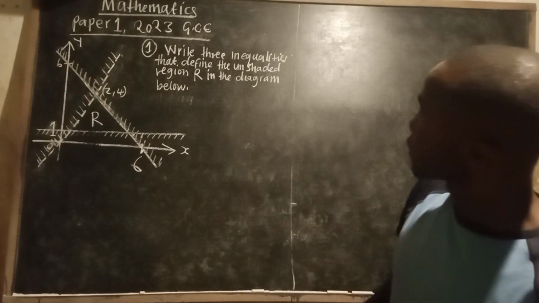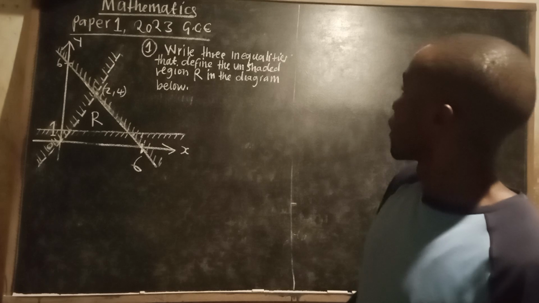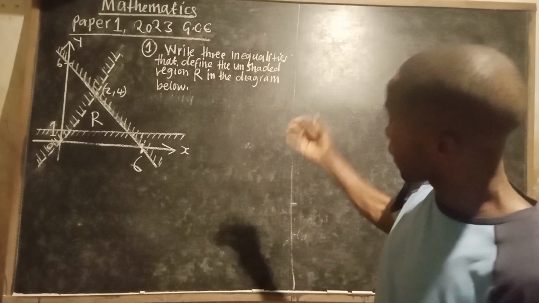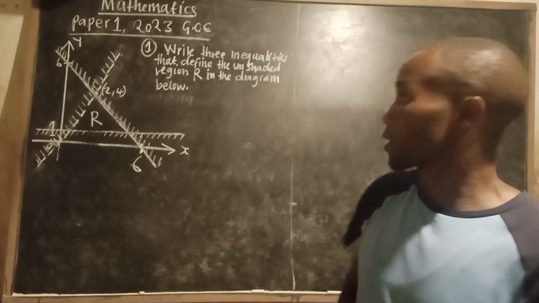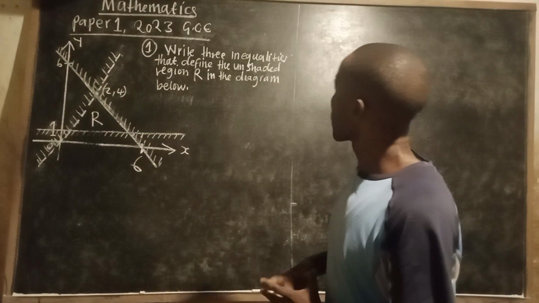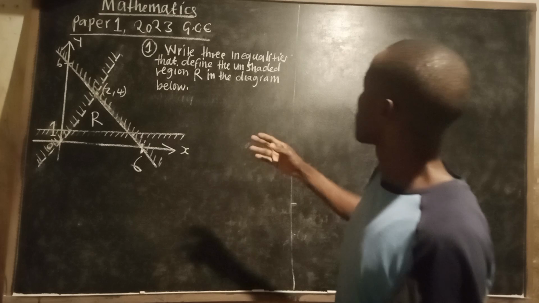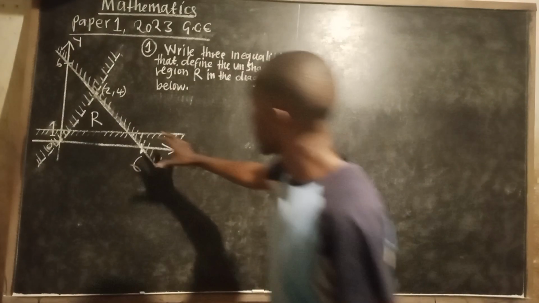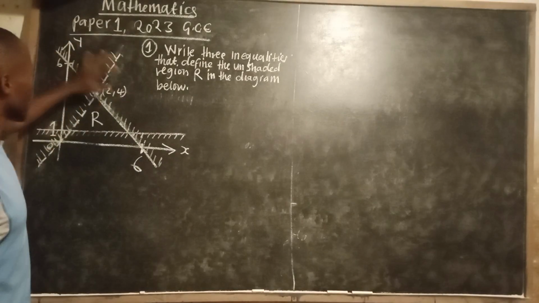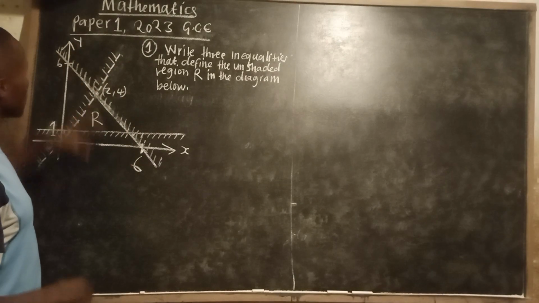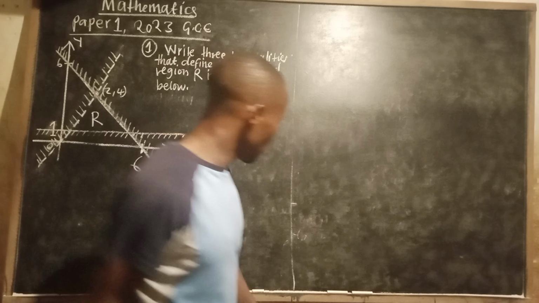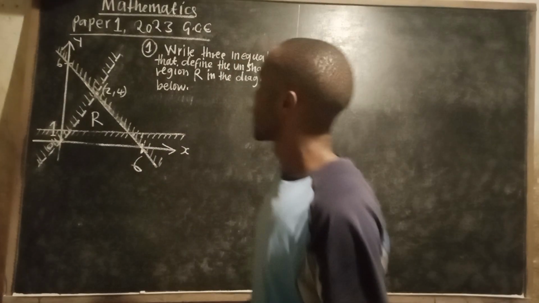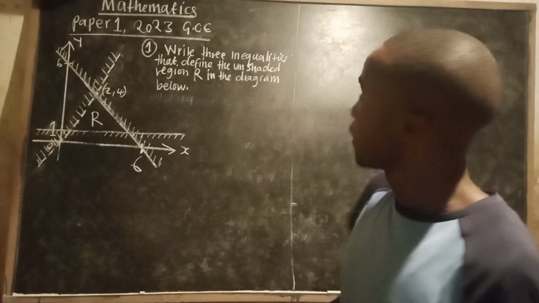This question is 5 marks. They are saying, write 3 inequalities that define the unshaded region in the diagram below. The diagram they are talking about is this one. There we have lines, and also the shaded part and the parts that are not shaded.